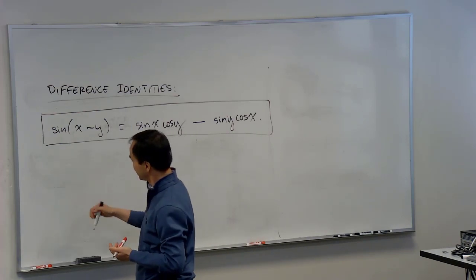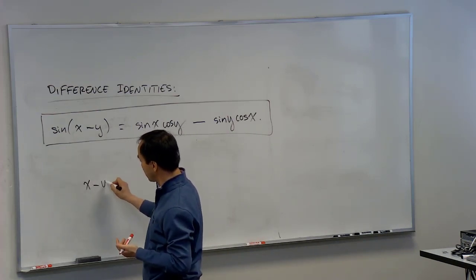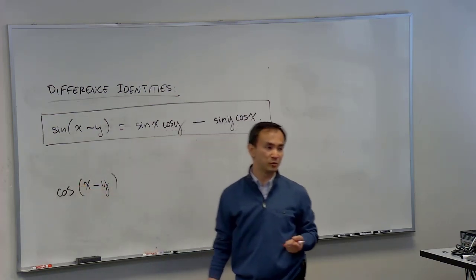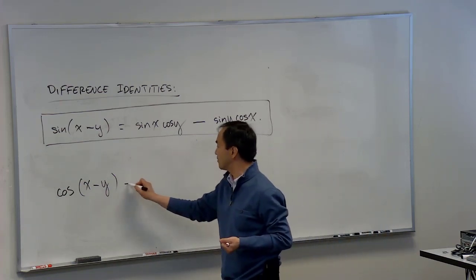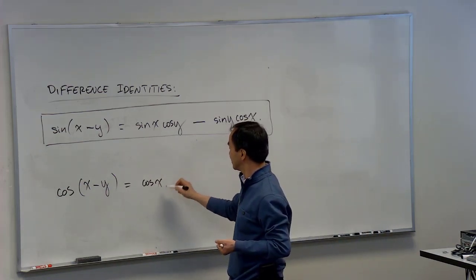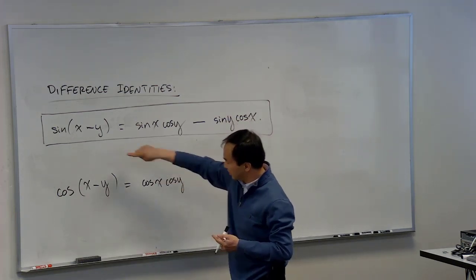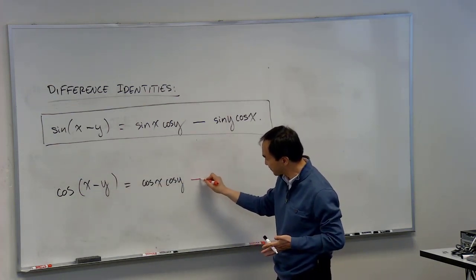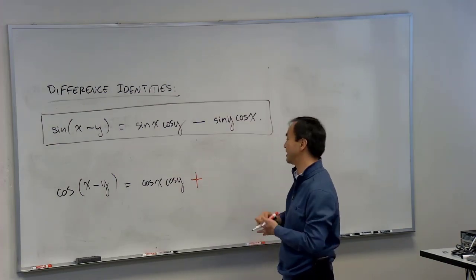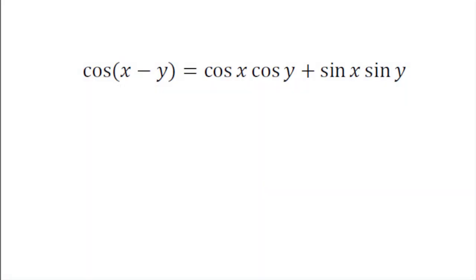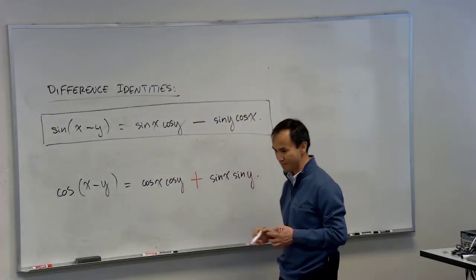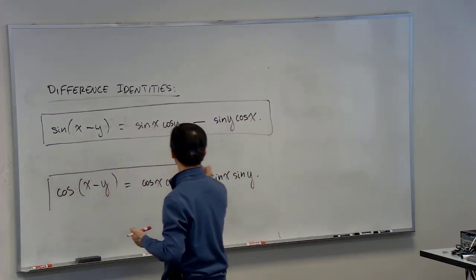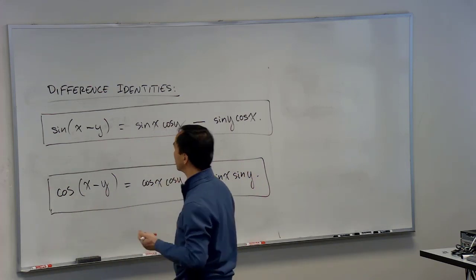Same way here, when we have a difference of two angles, x minus y, and we want to take the cosine value of that difference, we have a formula as well. It's cosine of x times cosine of y, but since it was a difference when we took the cosine, the formula actually goes in the opposite way, where it now turns into a plus: plus sine of x times sine of y. These two I wrote on this board are referred to as the difference identities.